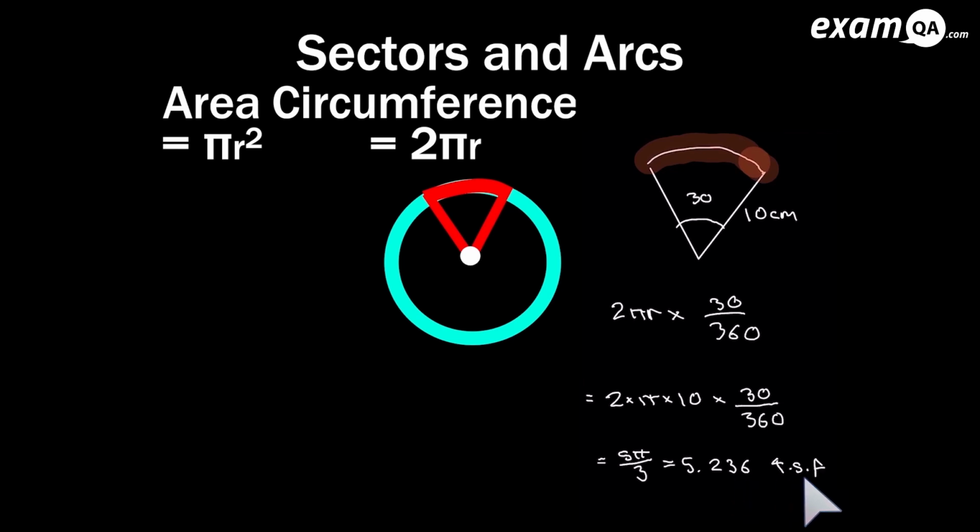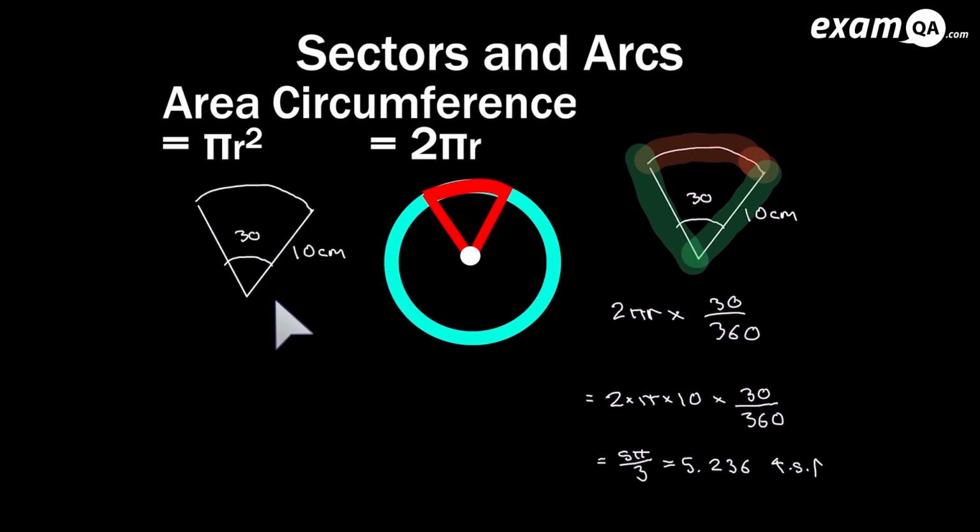Now note that if the question asks for the perimeter, you need to add on the extra 2 sides, which are both the radiuses. So you just need to add on 10 twice. 10 plus 10. Now let's look at the area of the sector.